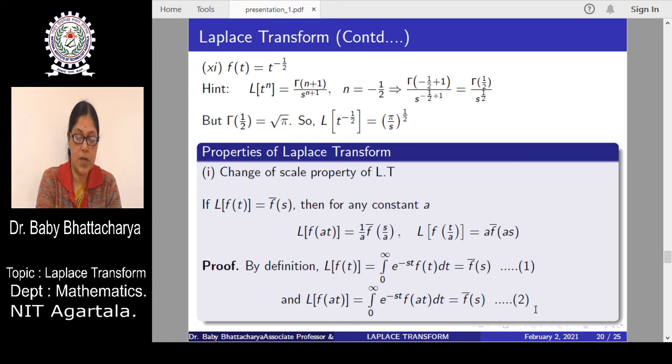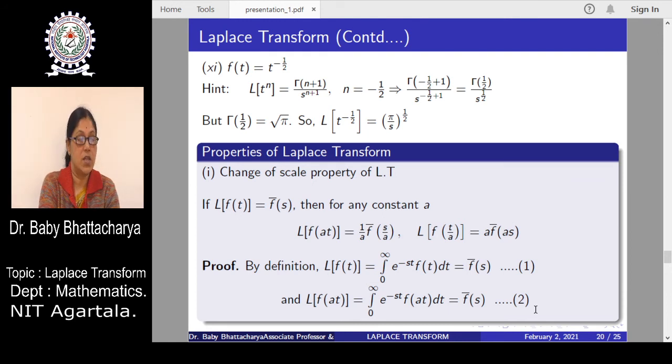Now one more property I'd like to discuss here is known as the change of scale property. Say we are given the Laplace transformation of the function f(t) is equal to f bar s, then for any constant a we can find the Laplace transformation of the function f of at, and that one is 1 by a f bar of s by a. Moreover, if the Laplace transformation of f(t) is f bar s, we could find the Laplace transformation of the function f of t by a also, and that is a times f bar as. Now let us verify both the results.